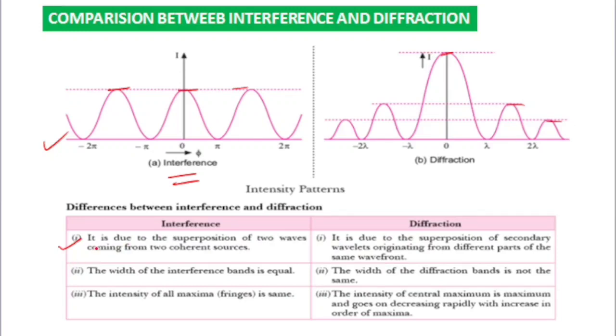What are these? First, interference is due to the superposition of two waves coming from two different sources, but diffraction is due to the superposition of secondary waves originating from different parts of the same source, the same wavefront. Here the width of interference bands is equal. Here the width of different bands is not the same; different bands have different widths. The intensity of all maxima is the same here, but here there is decreasing intensity. The intensity of the central maxima is maximum and goes on decreasing rapidly with an increase in the order of maxima. So these are some differences between interference and diffraction.